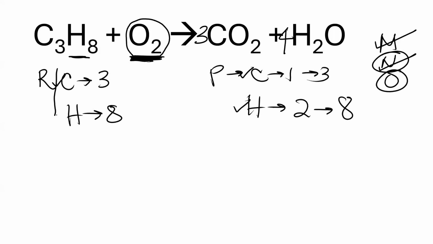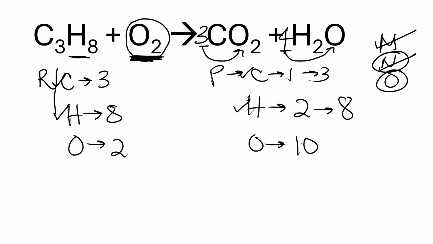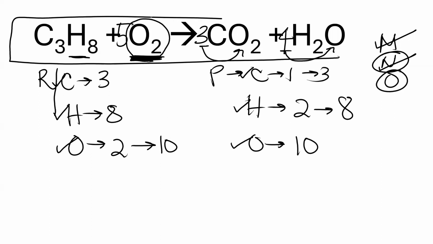So that balances our hydrogens, and oxygen on the reactant side is 2. Oxygen on the product side is 3 times 2, that's 6. 4 times 1 is 4. So that's 10, right? 10 oxygen atoms. So we multiply this by 5 so that we get 10. That balances oxygen out. Therefore, this would be our balanced chemical equation: 1 methane, 5 oxygen, 3 carbon dioxide, and 4 water. How easy was that?